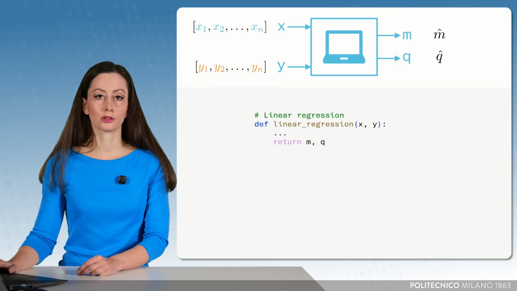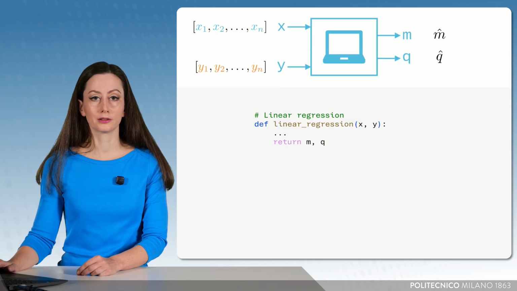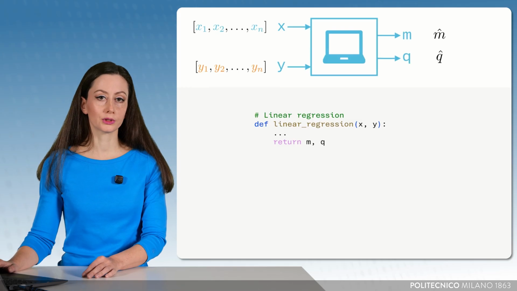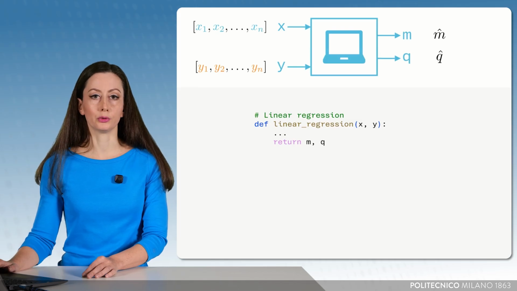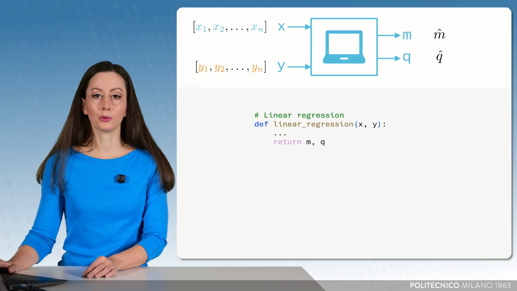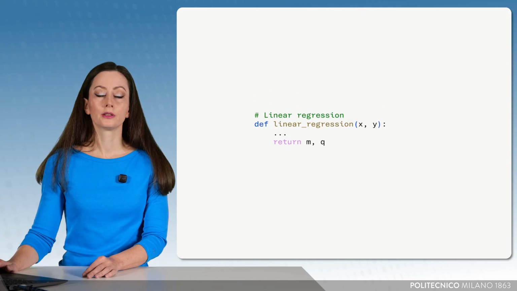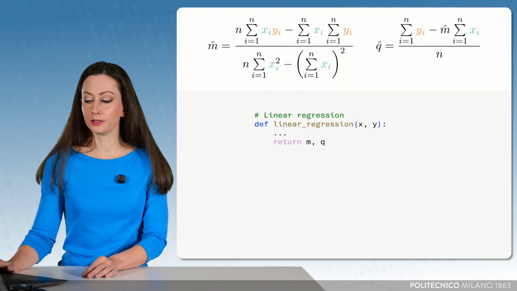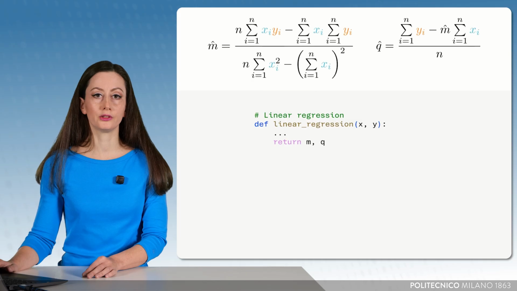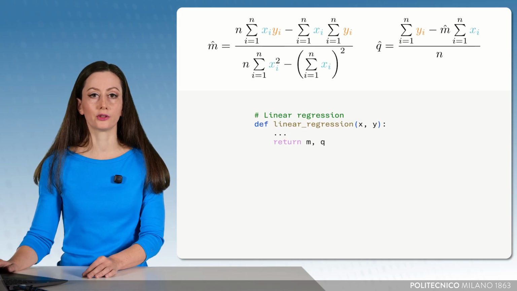And this is the structure of the Python function that we will write. This function will have 2 inputs, x and y, and 2 outputs, m and q. Now, what we need to do is simply fill in the dots. So this function will perform linear regression by computing the coefficients m and q according to this formula.